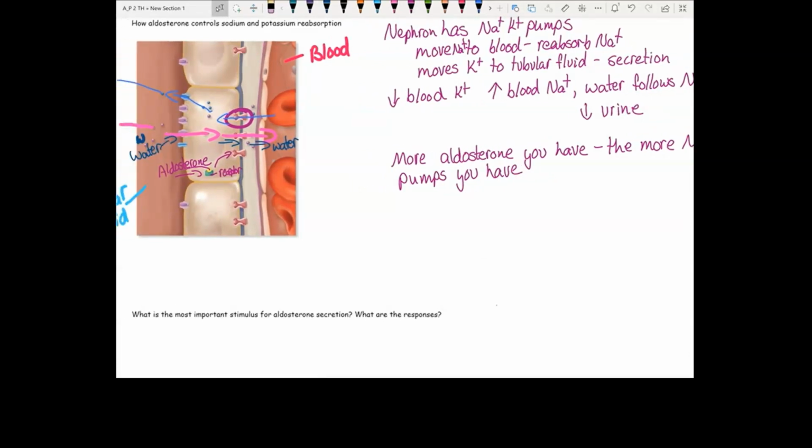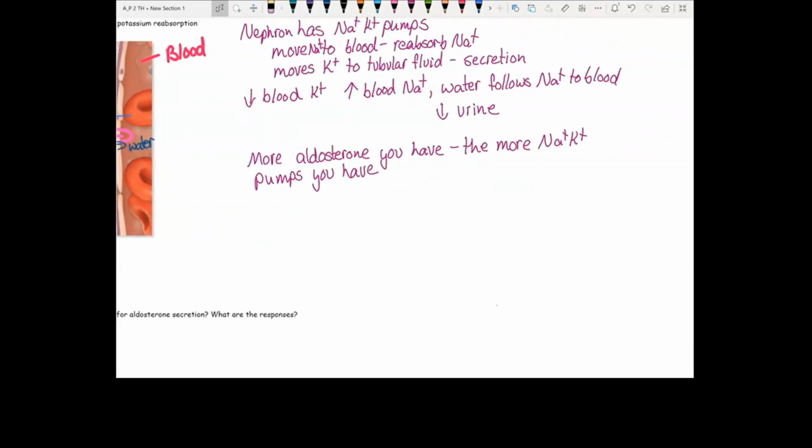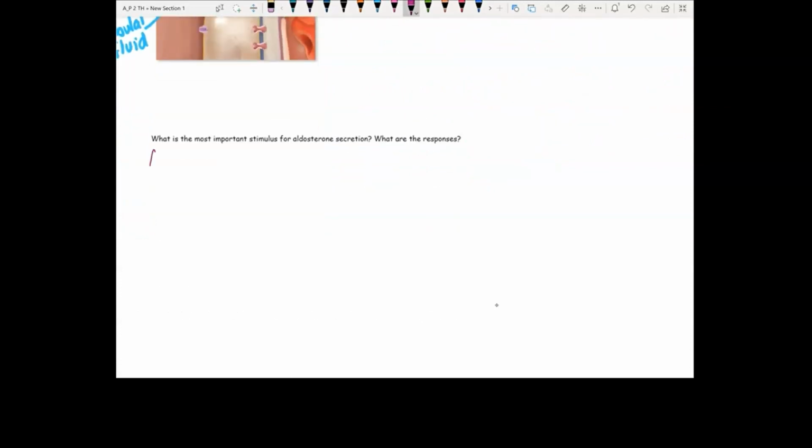So let's think about the stimulus for aldosterone and the responses. So if the effect of aldosterone is lower blood potassium, that means that a stimulus is high blood potassium. So your adrenal cortex gland, let's go ahead and make this number 1, monitors your blood potassium level. If blood potassium is too high, it secretes aldosterone.